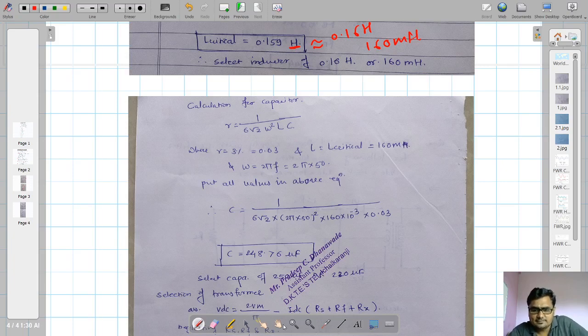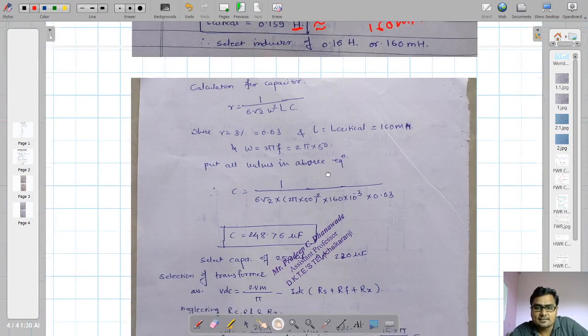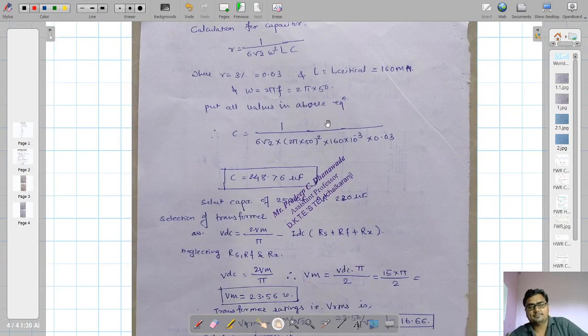Now next is the capacitor. We have calculated the resistor and the inductor, then it's time to calculate the capacitor. After that, a transformer and diode. Then the design will be done. This is the calculation for the capacitor. We know the equation. This is the equation of a full wave rectifier with LC filter. You remember that, full wave rectifier with LC filter.